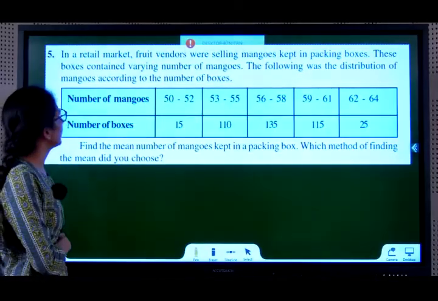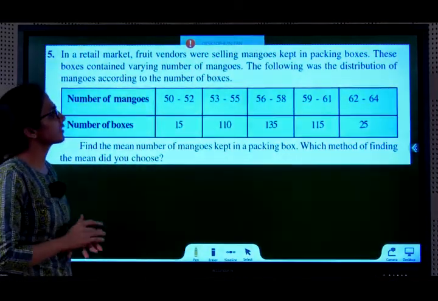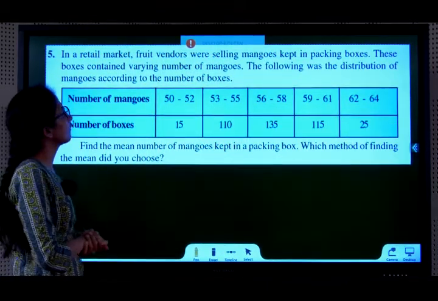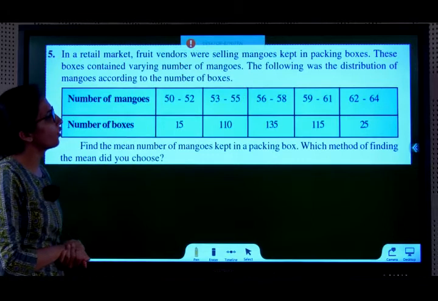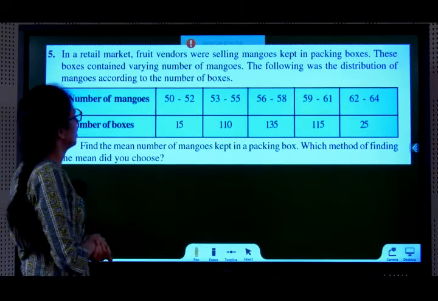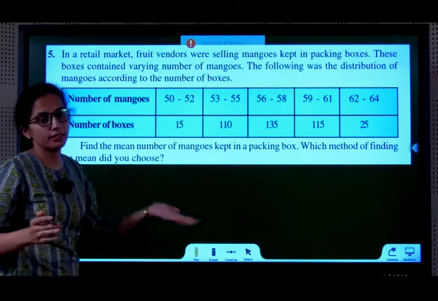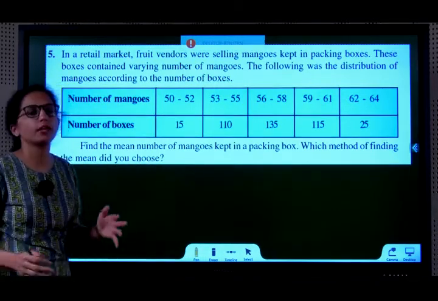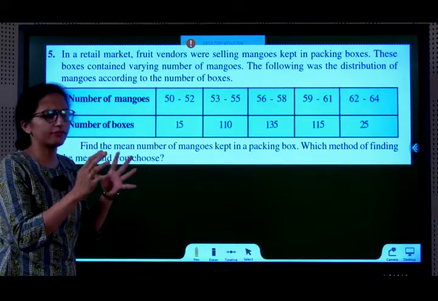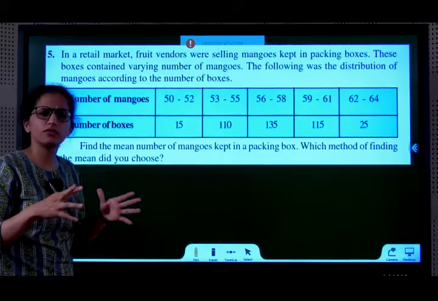Question 5. In a retail market, fruit vendors were selling mangoes kept in packing boxes. These boxes contained varying number of mangoes. The following was the distribution of mangoes according to the number of boxes. So how many boxes? There were so many boxes in the fruit market. Each box did not have an exact number of mangoes. It had varying 50 to 64 we had.